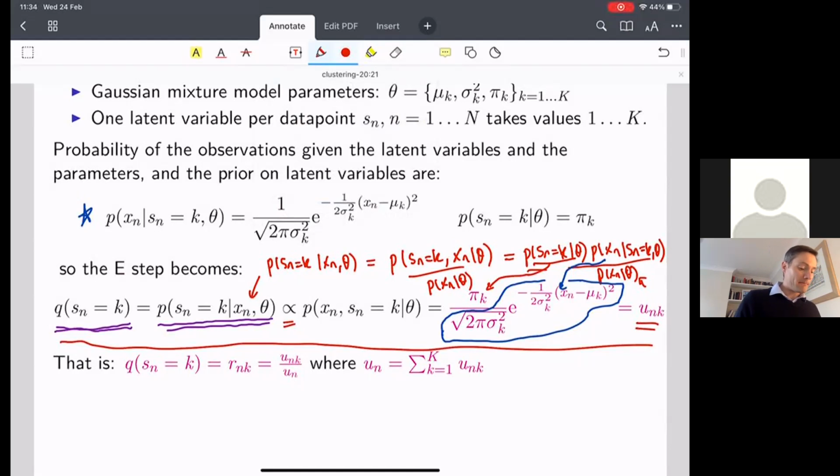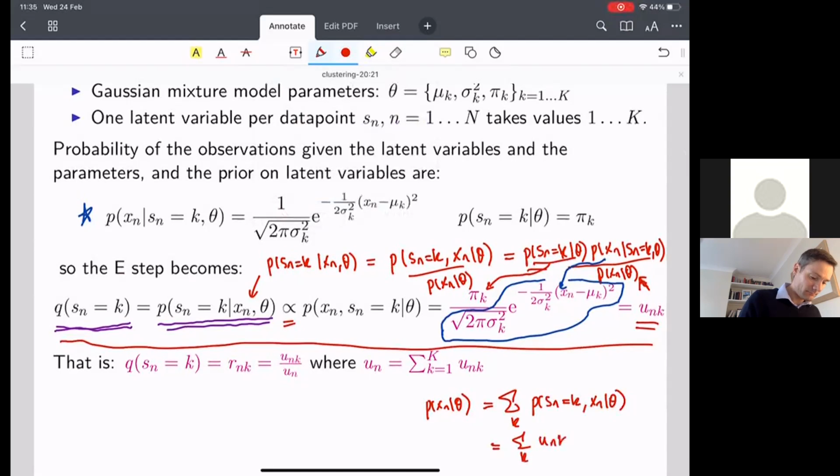And then in order to get back the constant of proportionality here, the p of x given theta, we know that p of xn given theta is just equal to the sum on k. This is the sum rule here. P of sn equal to k, comma, xn given theta, which is just the sum over k of UNK. And so the normalizing constant here is what we're going to call UN. We're using these placeholder notations of UNK and UN because these are the actual things we're going to have to implement on a computer. So this thing is equal to p of xn given theta.